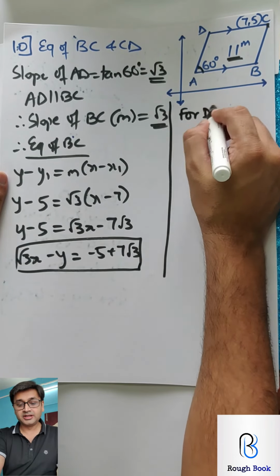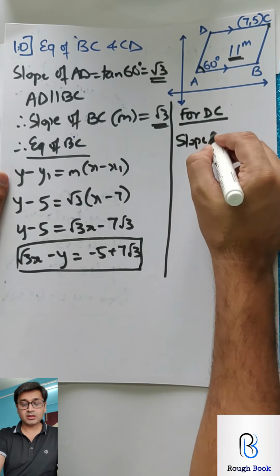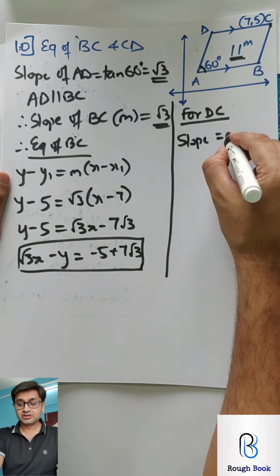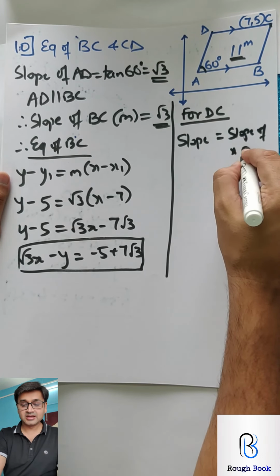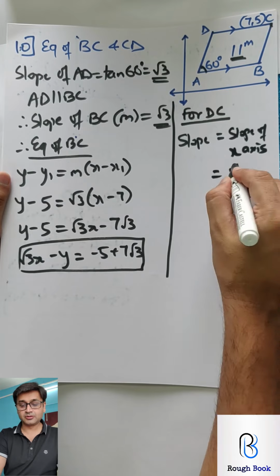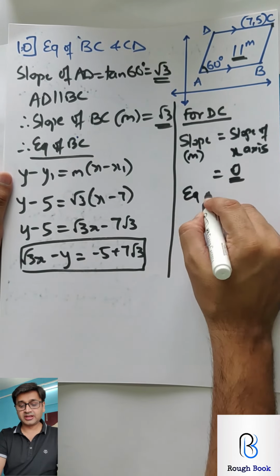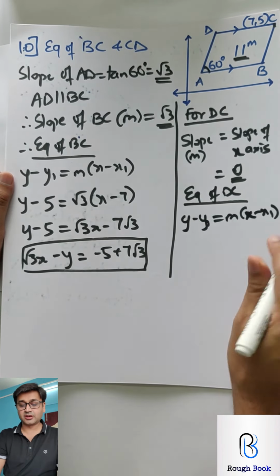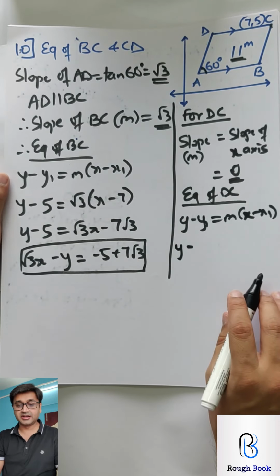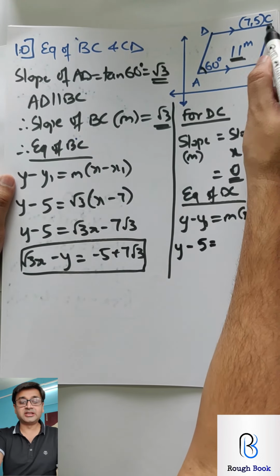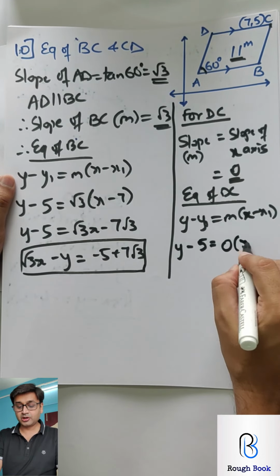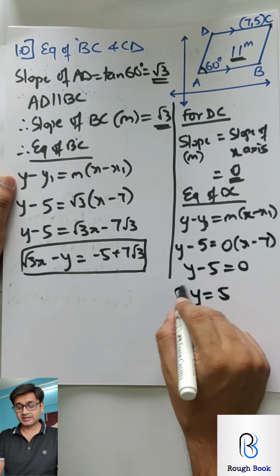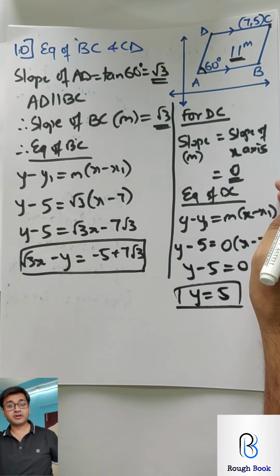So for DC now, the slope of DC obviously equals the slope of the x-axis since it's parallel to the x-axis. So you say slope of the x-axis, and the slope of the x-axis is always 0. So slope is now known to us. Let's find the equation of DC. y minus y1 equals m times (x minus x1). Come on, substitute this and get me the answer. So y minus 5, same point C because that lies on DC as well, equals 0 into (x minus 7). Anything into 0 is 0. So y minus 5 is 0. So y is equal to 5. That's the equation of DC.